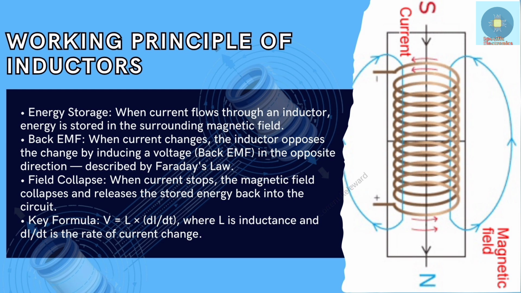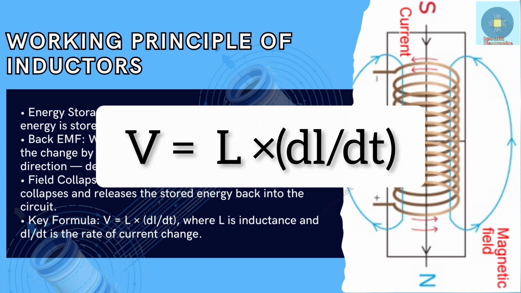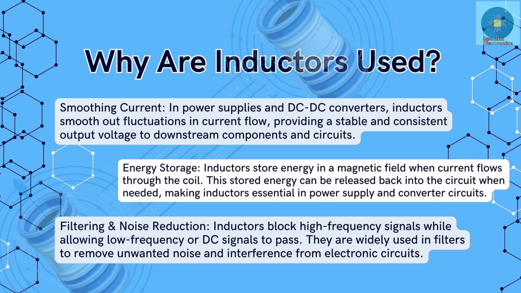When the current flow is removed, the magnetic field around the coil begins to collapse. As the field collapses, the stored energy is released back into the circuit. Mathematically, this behavior is represented by a formula. This is the formula. Here, V is the induced voltage, L is the inductance, and di/dt represents how quickly the current is changing. A faster change in current produces a larger induced voltage.